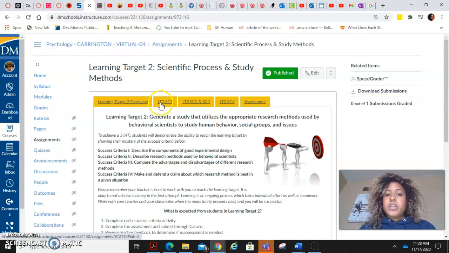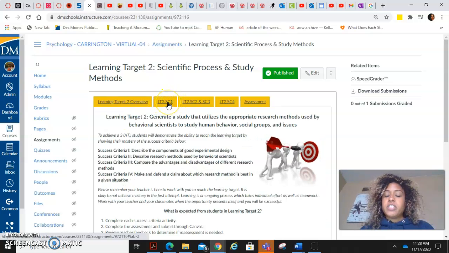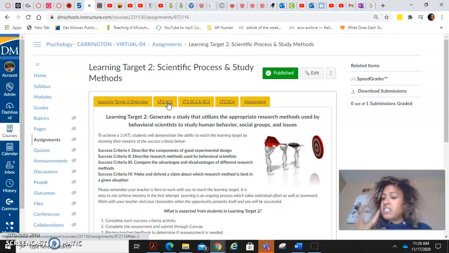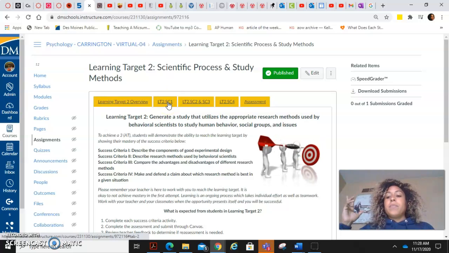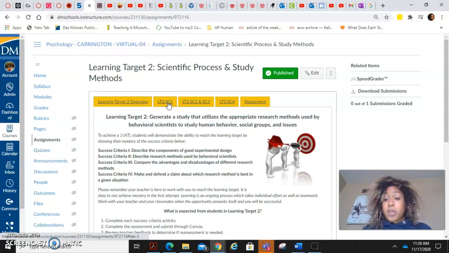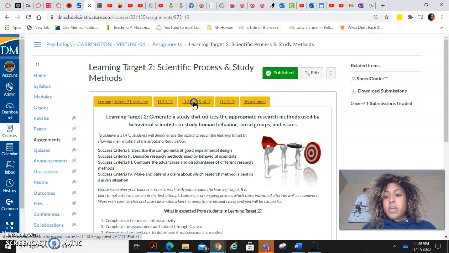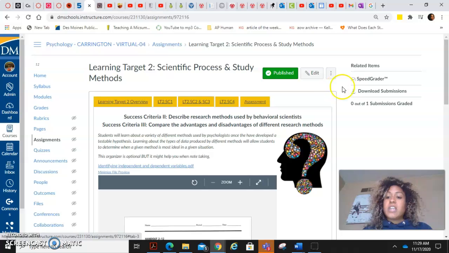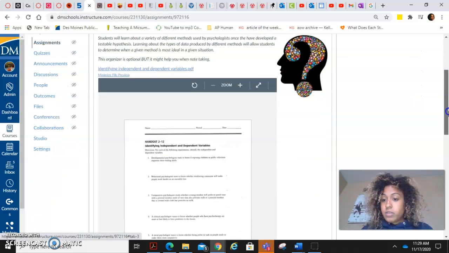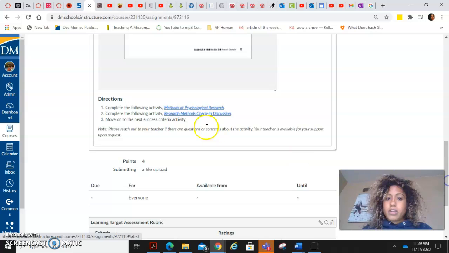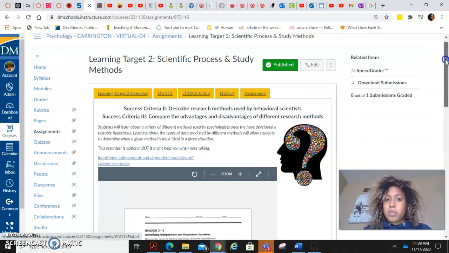Yesterday we did Learning Target 2, Success Criteria 1, which was the basics of the research process. Okay, today we're going to focus on different types of ways to collect data, different types of ways to collect observations. So make sure you click on this middle tab, LT2, Success Criteria 2 and 3.